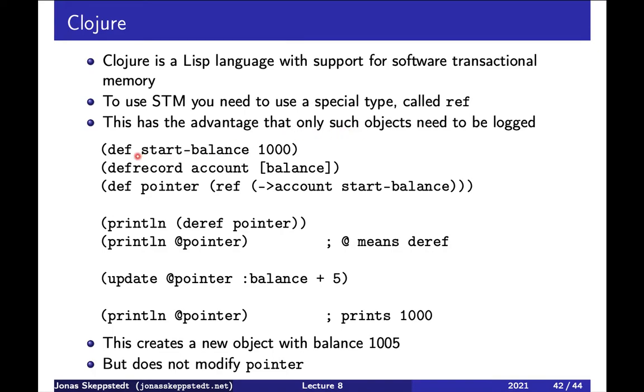First, we create a variable or value with this def and set it to 1000, and then we create a class called account with the parameter or attribute balance. And now we create an object here with this start balance as parameter to the constructor.